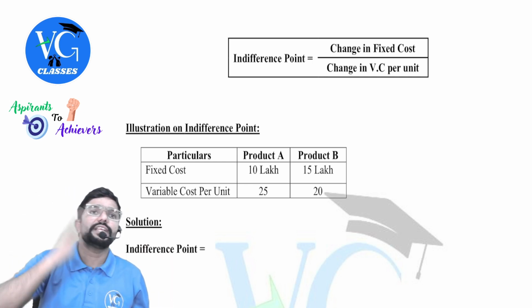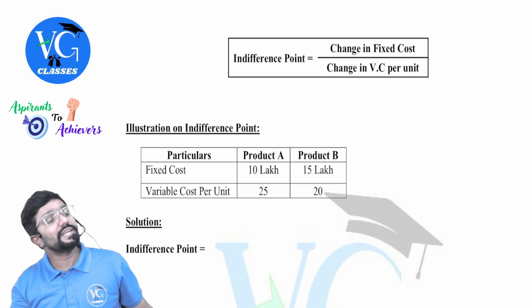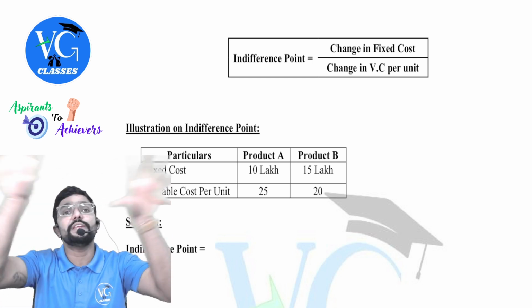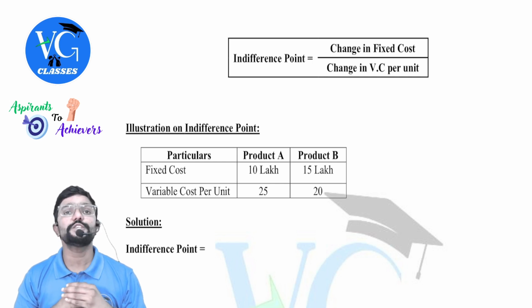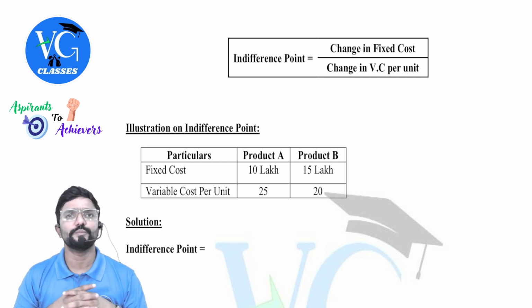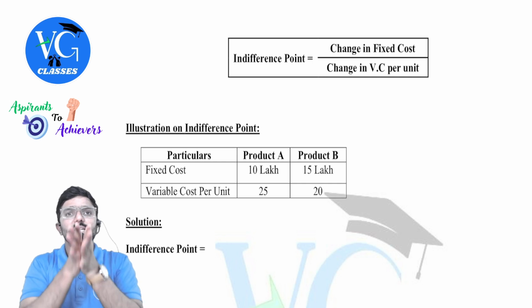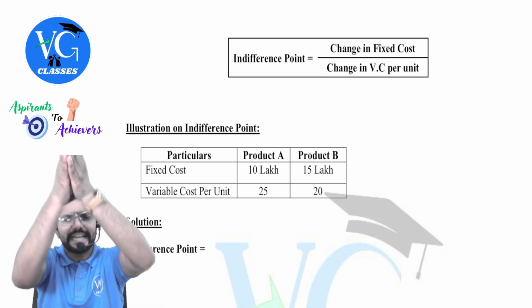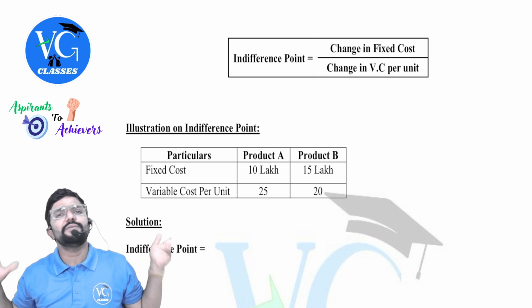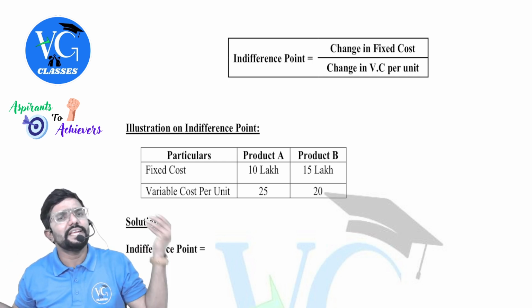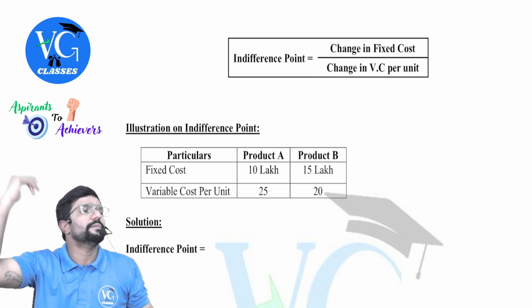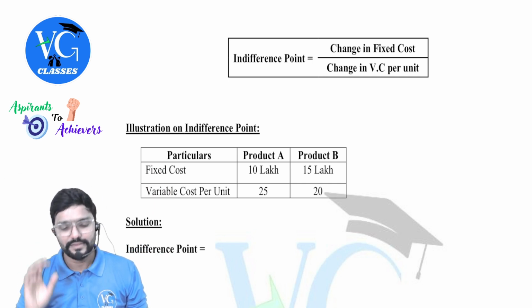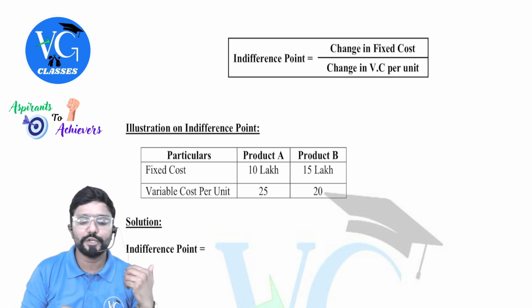Sir, what if it is less than 10,000? What if it is more than 10,000? Then I have to choose any one there. Clear? Which one to choose? This indifference point will help you. Hope you understood. If your actual sales is exactly the indifference point, then it will not make any difference. I can either go with A or with B. Clear?